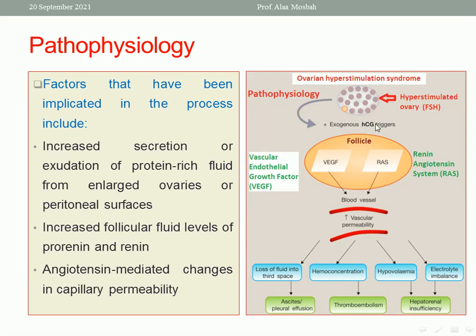with HCG trigger, renin-angiotensin system, and vascular endothelial growth factors released, affecting the vascular system, increasing the permeability of fluid, leading to the ascites and pleural effusion and the hemoconcentration and increased risk of thromboembolism and decreased organ perfusion, like kidney and the liver.